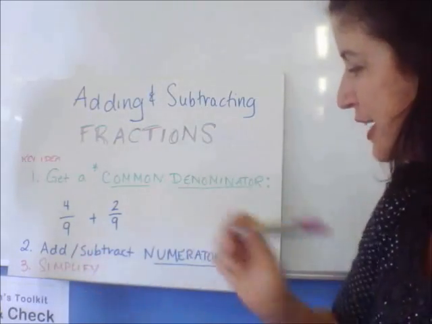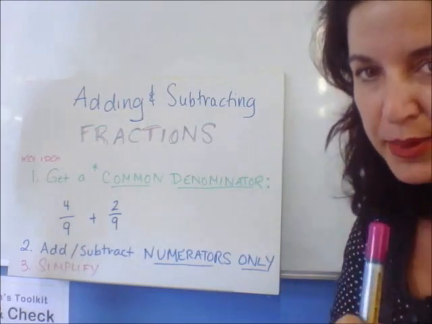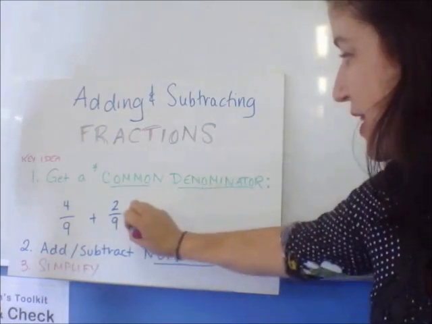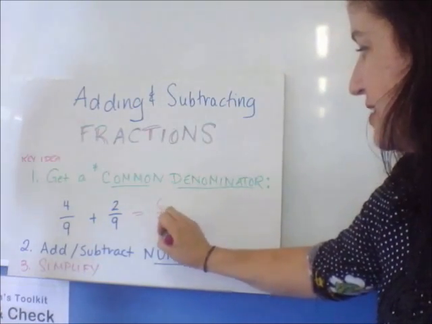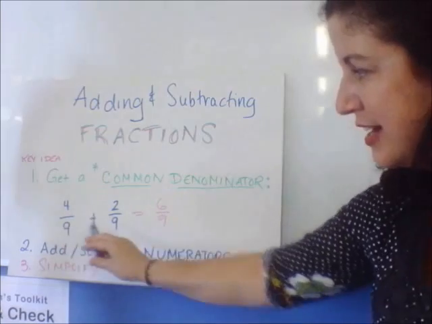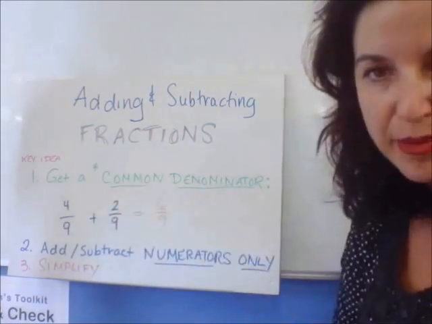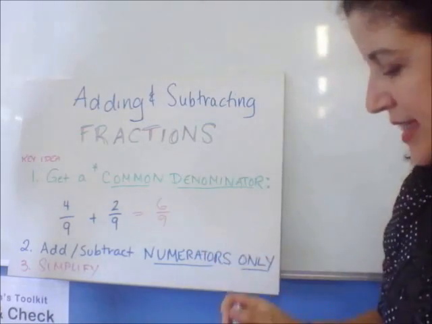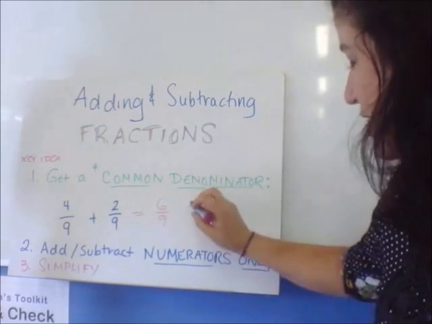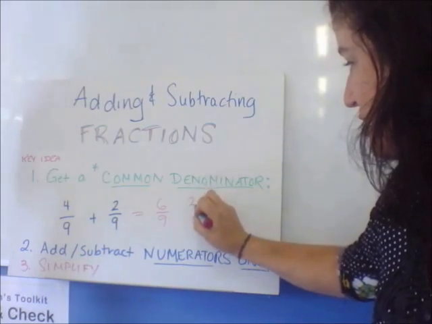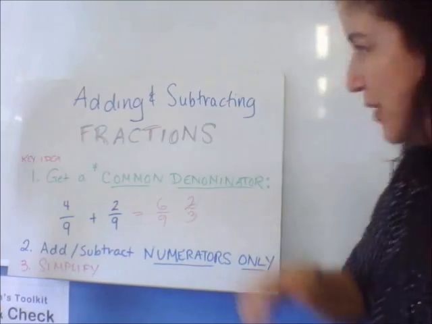Now, step 2, you're going to add or subtract the numerators only. Now remember, the numerator is the top number. So for this problem we've got here, we're going to have 6/9. As you can see, the 9 remains the same on the bottom, and we're just adding the numerator, just the top number. Okay? And then when you're finished with that, you can simplify. So you can see here that we've got 2/3 once we divide both the top and bottom number by 3.